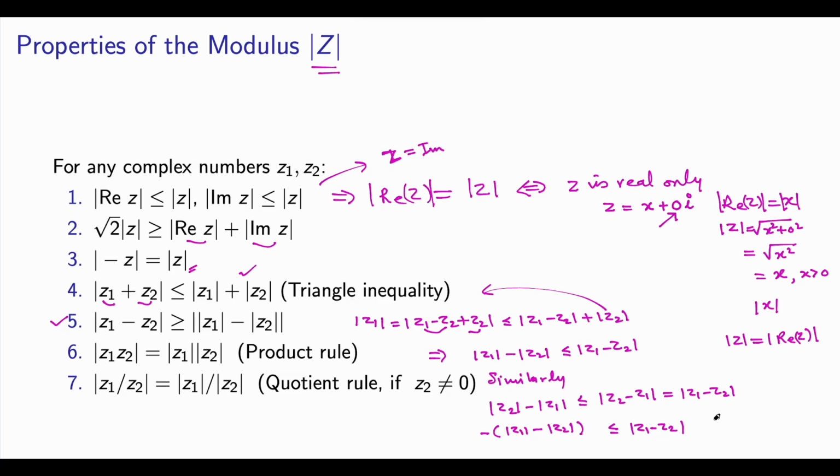If you look at these two inequalities, what you can conclude is that the same quantity appears here, and this is the same quantity with the negative sign. So it reveals that mod of Z1 minus Z2 is greater than or equal to mod of Z1 minus mod of Z2. So this is a very simple proof you can do.